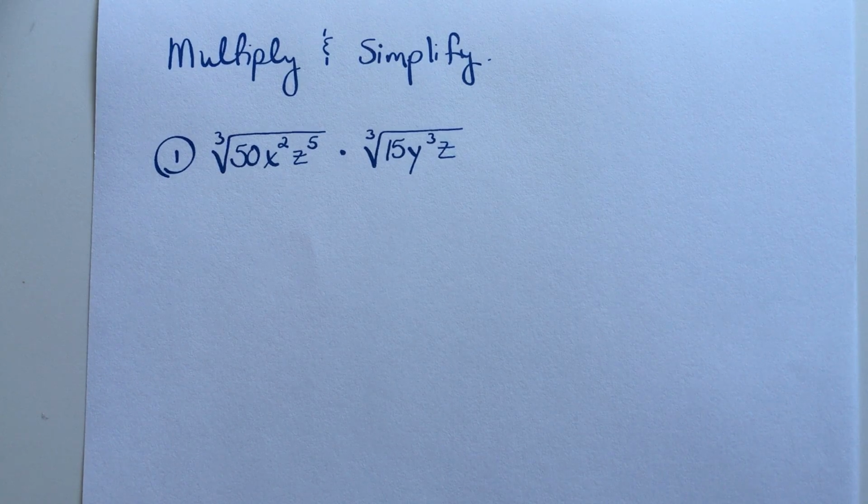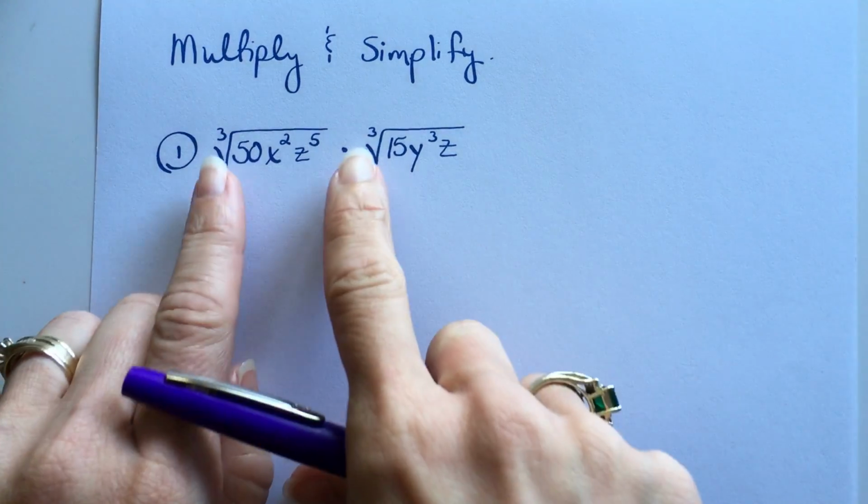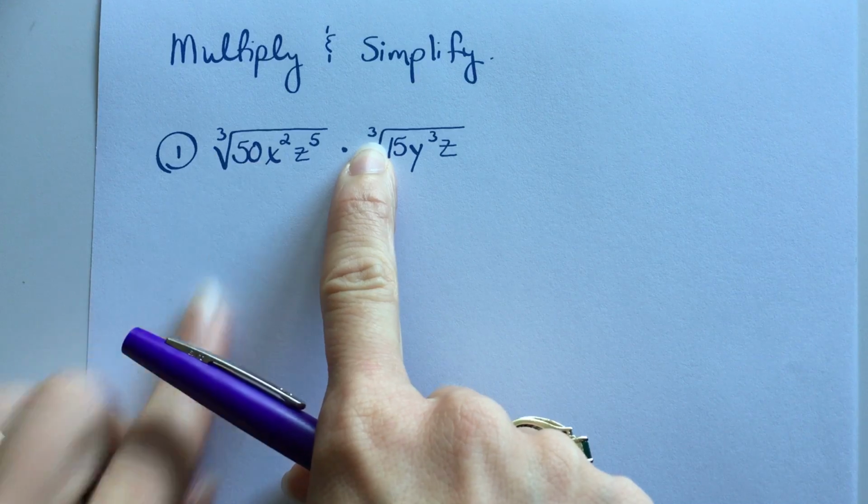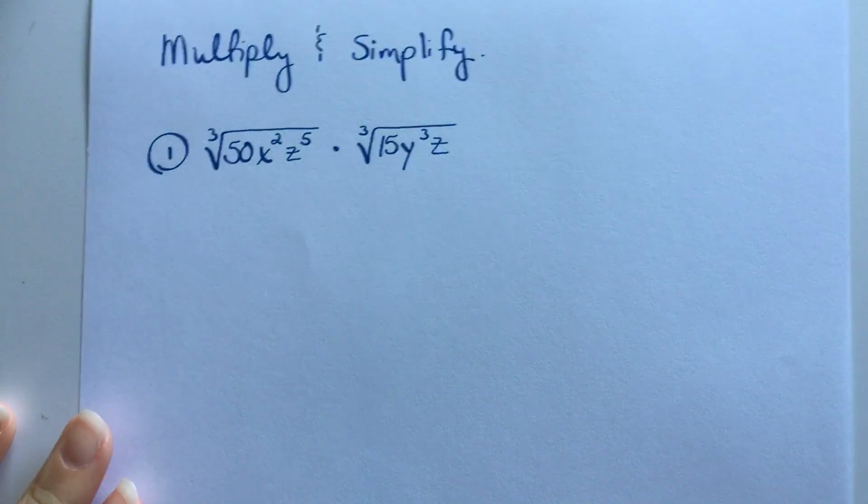Okay, so now what we're going to do is actually combine the two things we've already talked about. We've already talked about multiplying and we've talked about simplifying. So this is just a combination of those two things. Okay, so my roots are the same. See, these are both cube roots, so I am allowed to multiply.